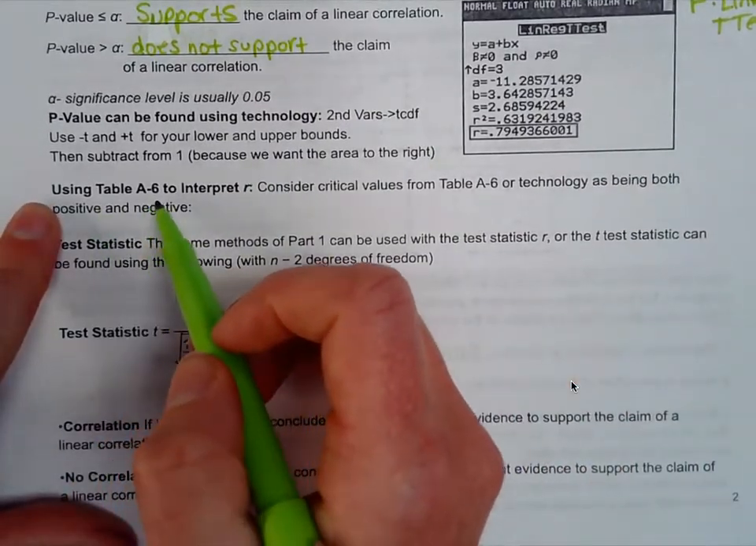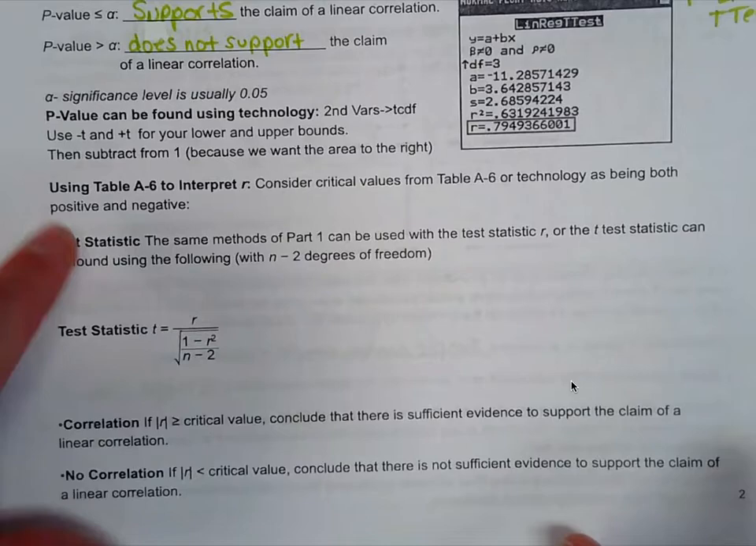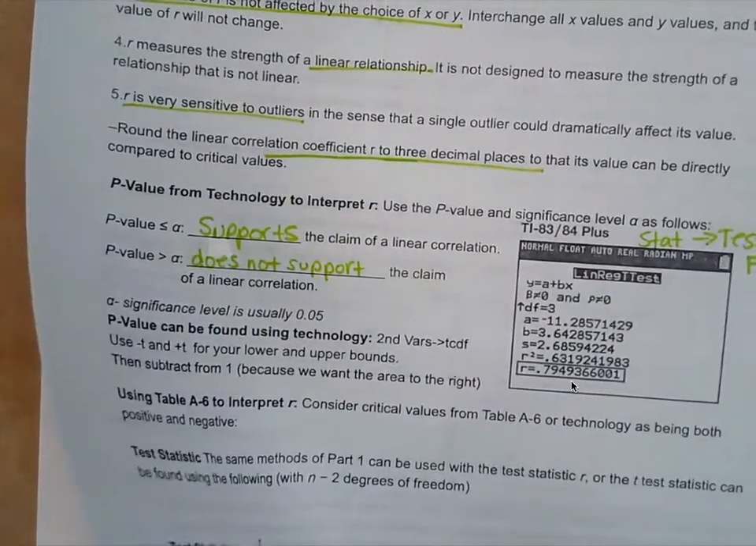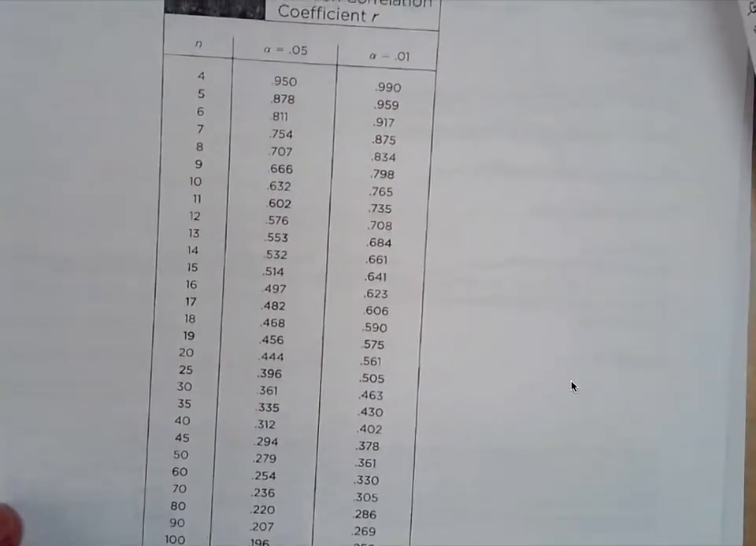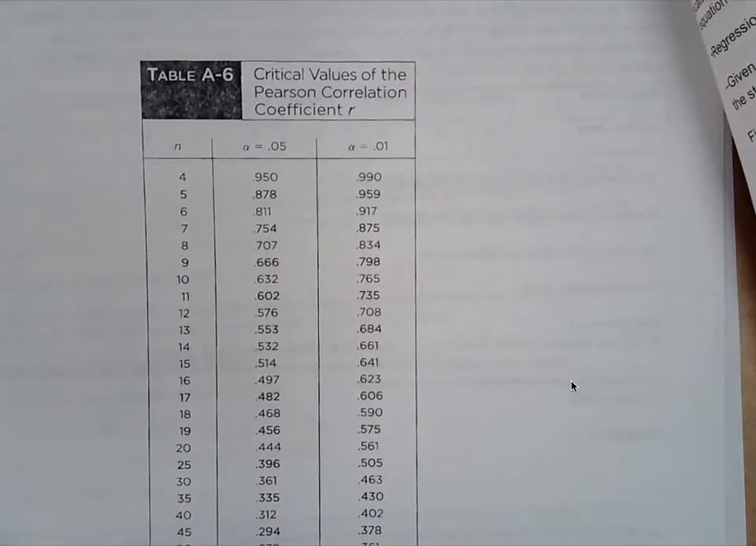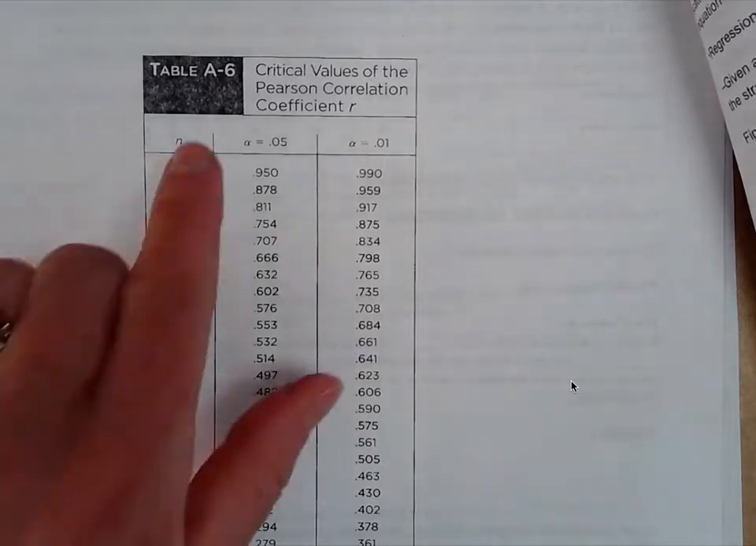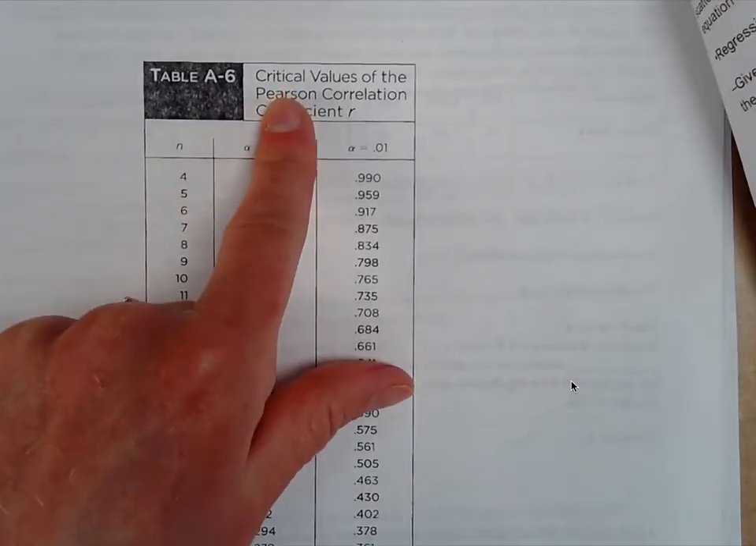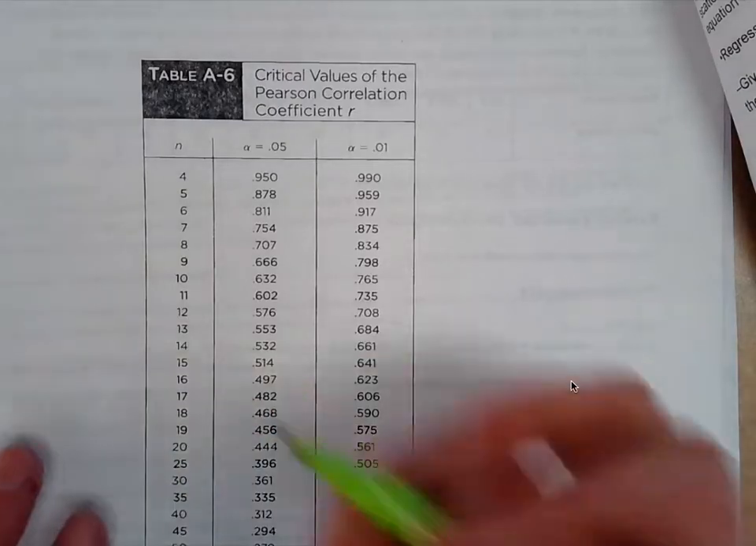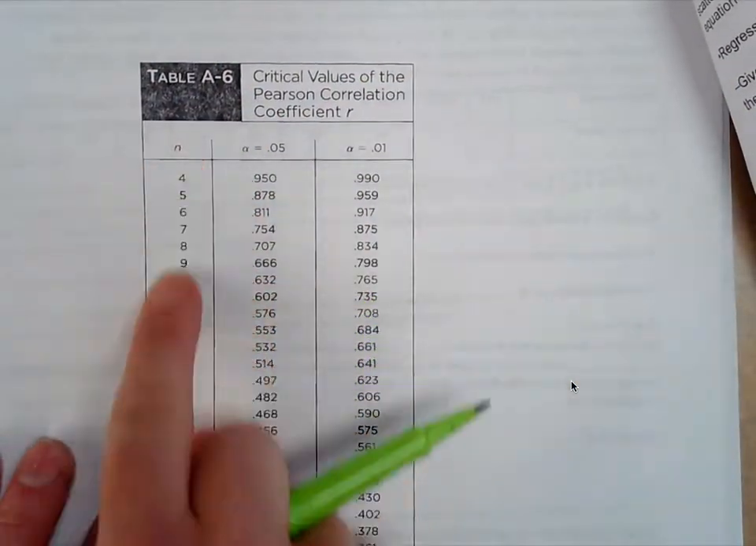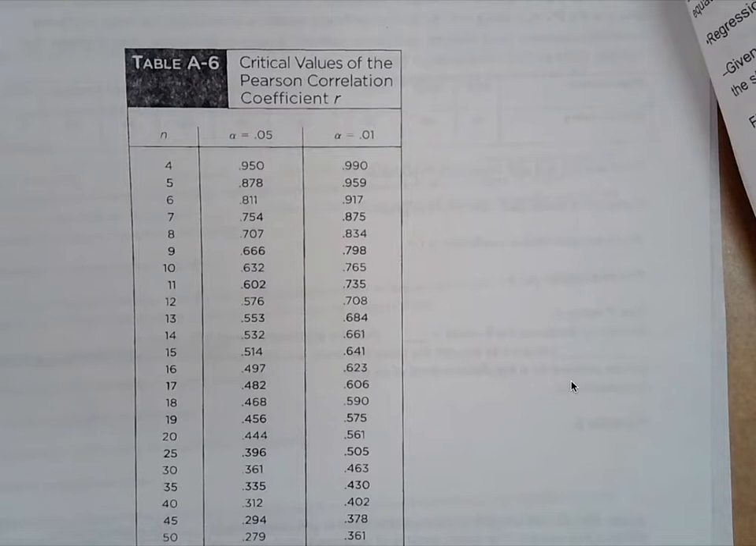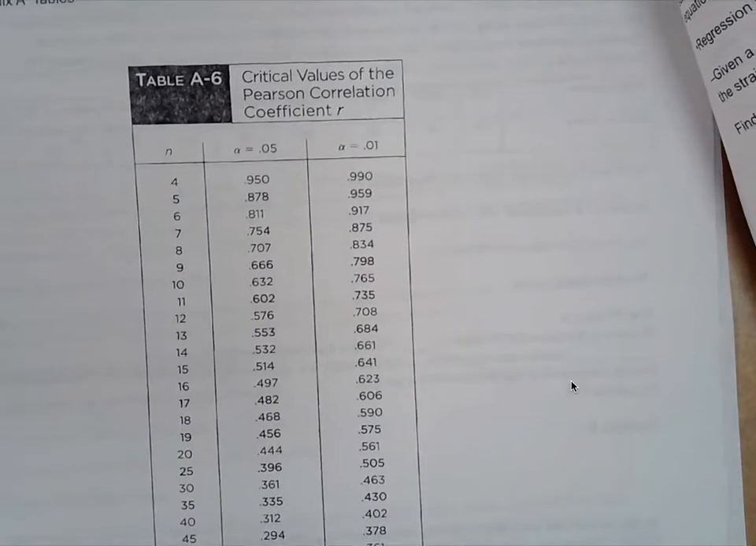We can also use table A6 to interpret R by looking at your critical values. I actually included this in y'all's notes. It's on page 6. For degrees of freedom of critical values, we're going to subtract 2. But this one just gives us n, so we're good there.